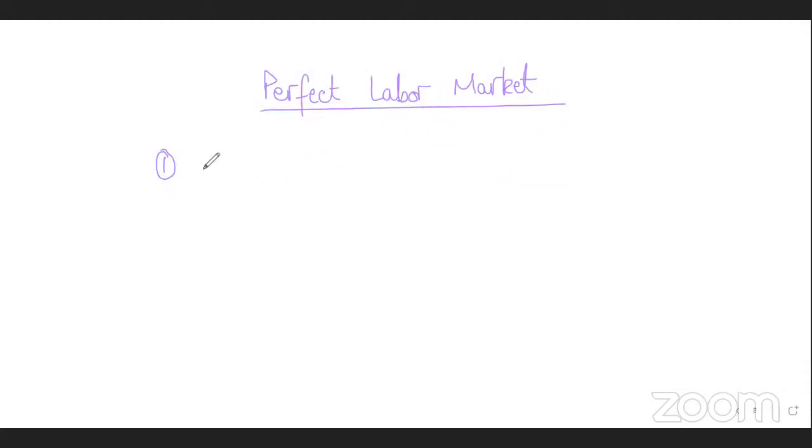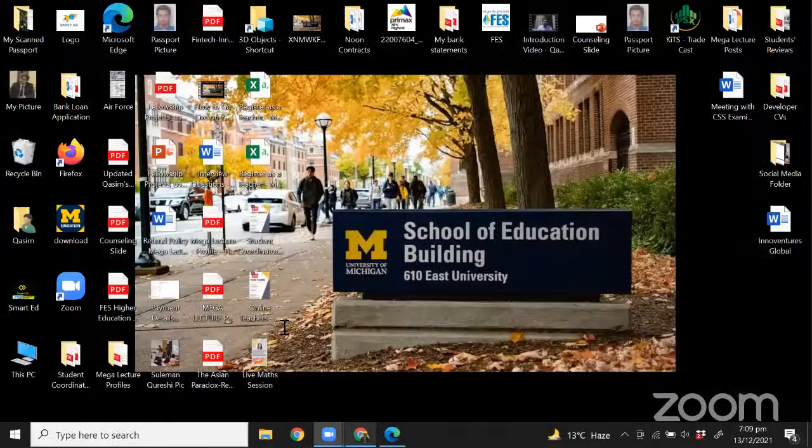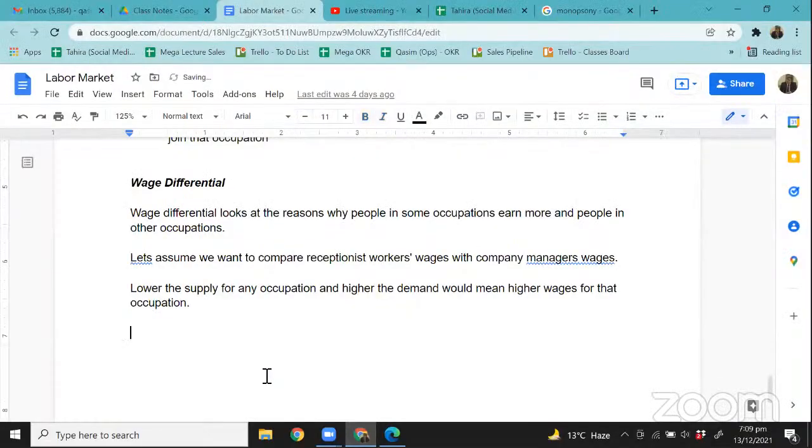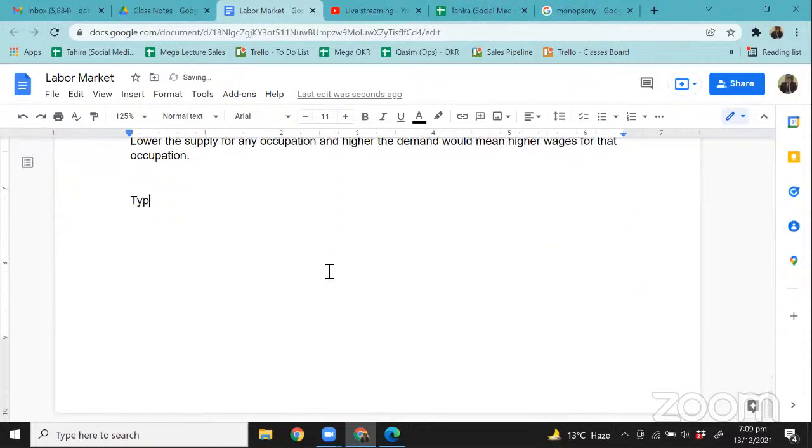Okay, now in a perfect labor market, let me write it down on my notes, because that way it would be easier instead of doing it over here. Just a second. Can you see my screen over here? Okay, now let's talk about labor. So as I said, within labor markets, you will see two types. One is perfect labor market, one is imperfect. Now coming to the first, perfect labor market.